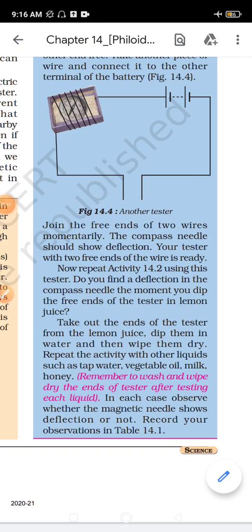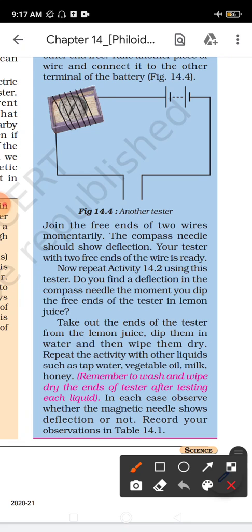But students, we are taking honey as an insulator, because in some conditions when the honey is not pure and some materials are mixed, only then it is going to show the deflection. But if we talk about pure honey, it will not show the deflection. That means the honey is an insulator, and the magnetic needle does not show the deflection.